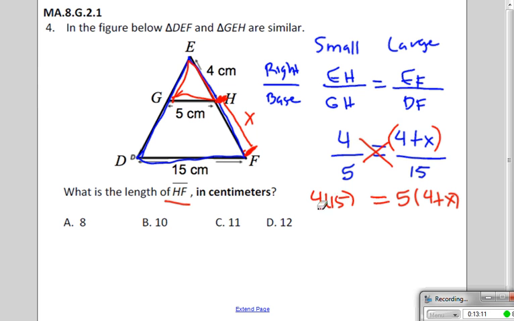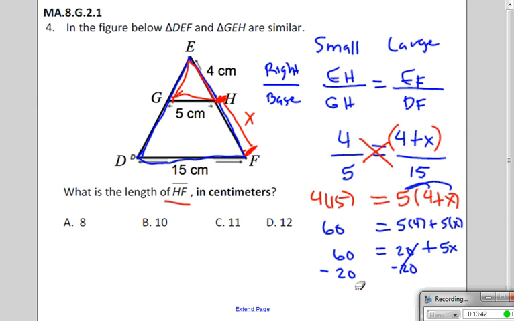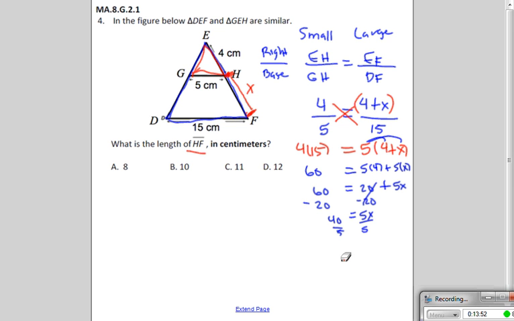So now when we do the math, 4 times 15 is 60 equals, here we have to distribute because we cannot add 4 and X, but we can multiply 5 times 4, and we can multiply 5 times X. So 5 times 4 plus 5 times X. So 60 equals 20 plus 5X. And we subtract 20 from both sides. These will cancel. 40 equals 5X. Divide both sides by 5 to isolate the variable. And X is 8.